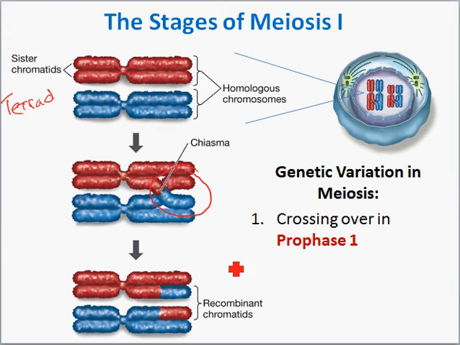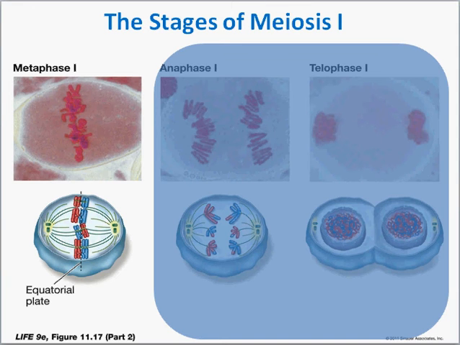Crossing over. Now we have a new version. This all red chromosome now has a little bit of blue on it. This all blue one has a little bit of red on it. So this is one way we create genetic variation in meiosis: crossing over, and it occurs in prophase I. It's one of the important phases to remember in meiosis, prophase I, because crossing over occurs. Crossing over is swapping of information between homologous pairs.